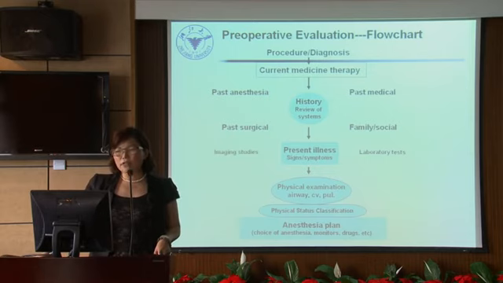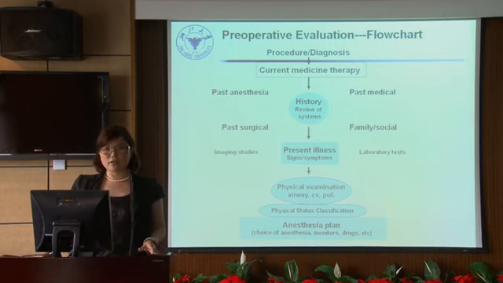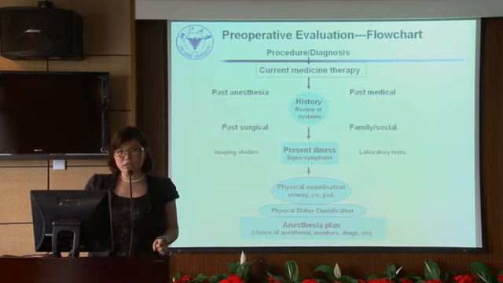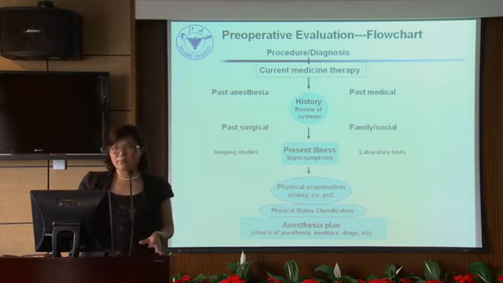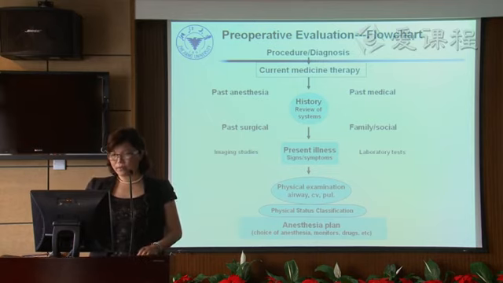This is the preoperative evaluation flow chart. First we should confirm the procedure of the surgery and the diagnosis, and then we should check the current medicine therapy of the patient. Then we review the history of the patient and the present illness, and we give the physical examination, and we should make sure of the physical status classification of the patient, and then we make the anesthesia plan.